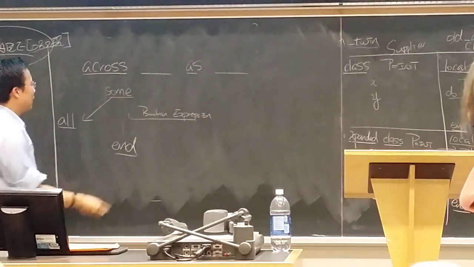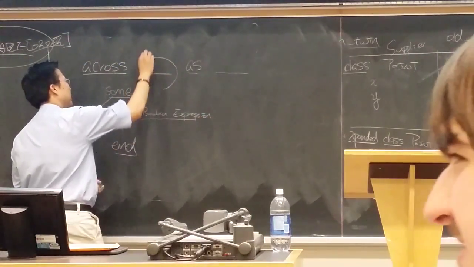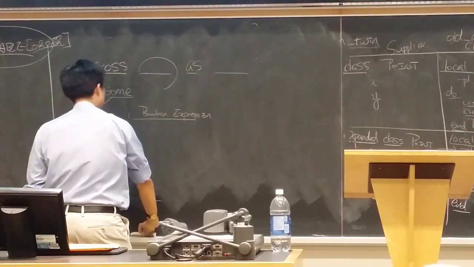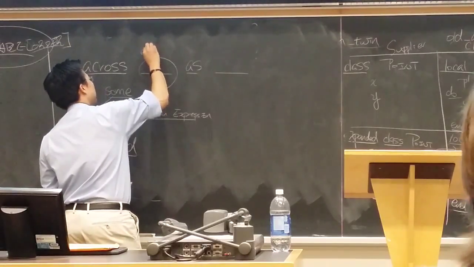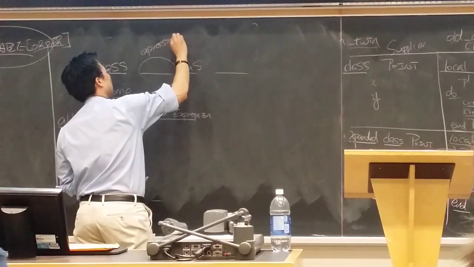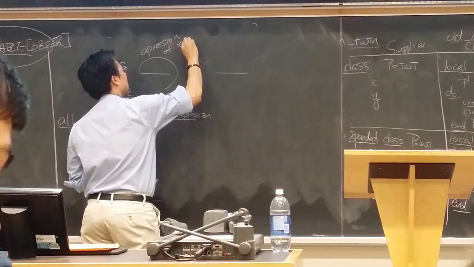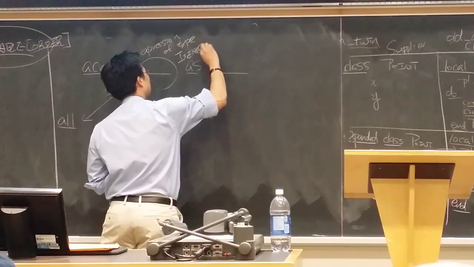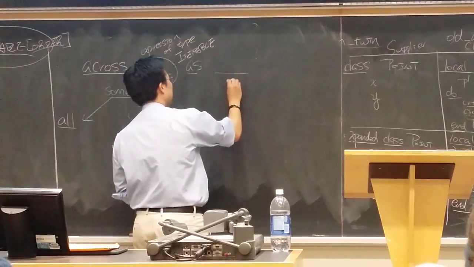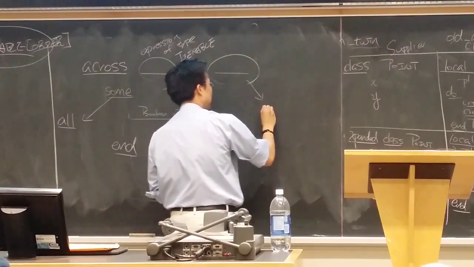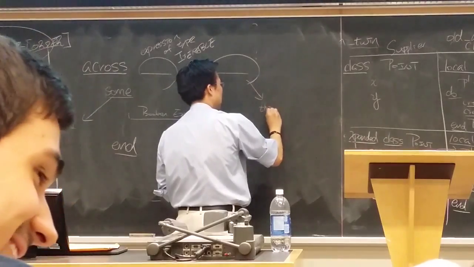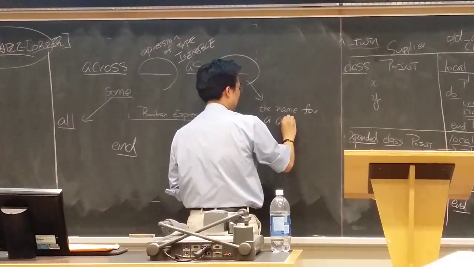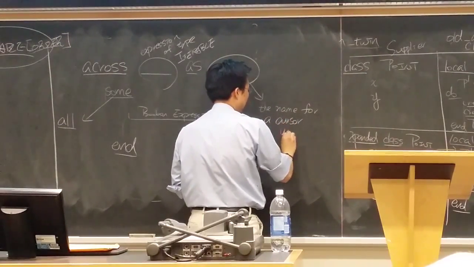Okay? So here, this should be, let me say, an expression of type iterable. And this here is the name of a cursor variable.